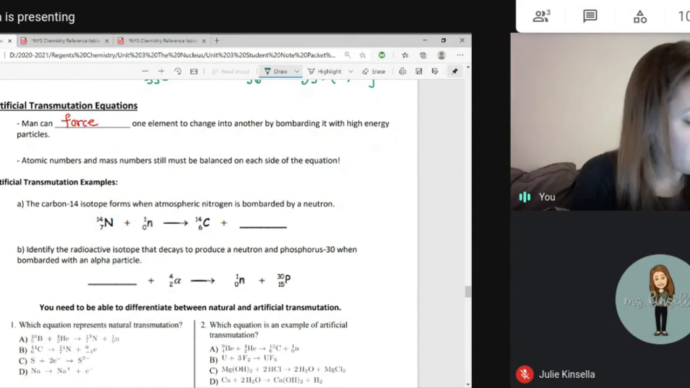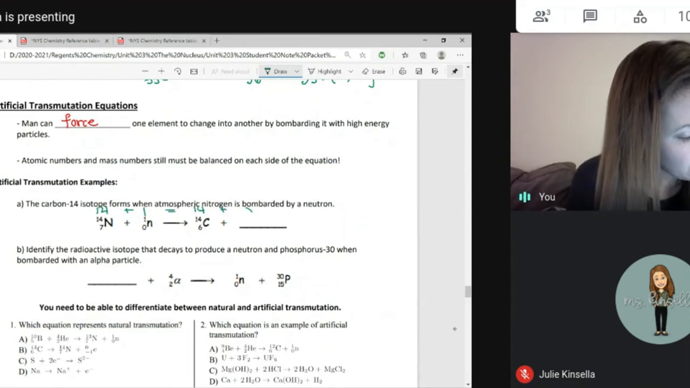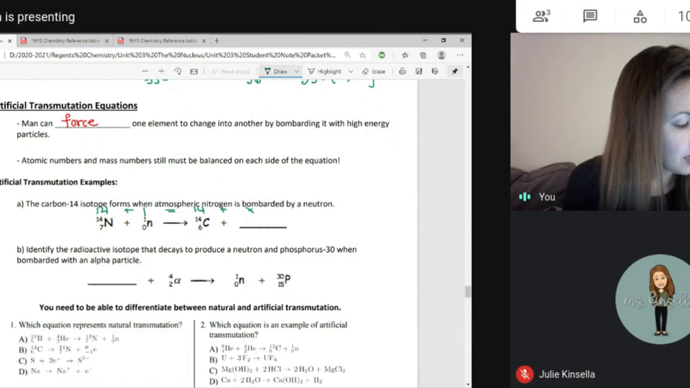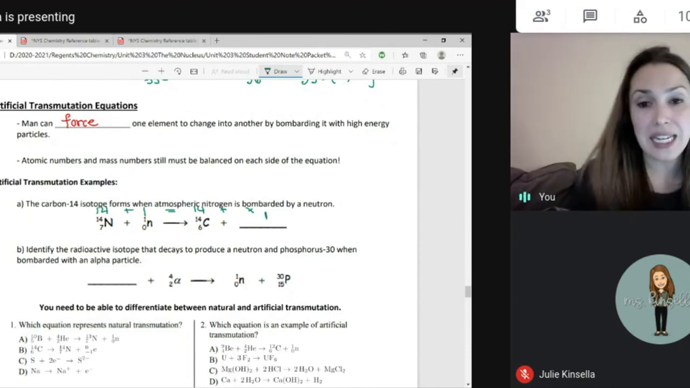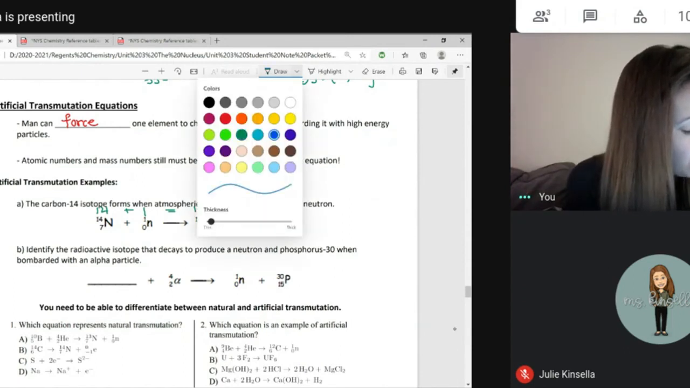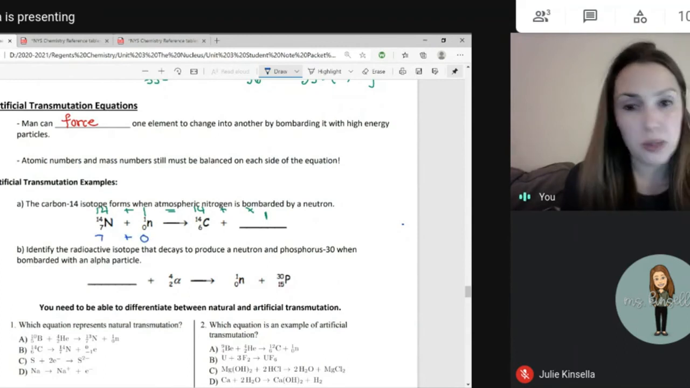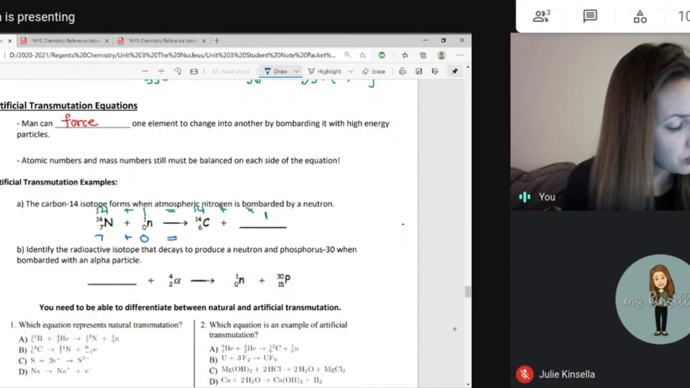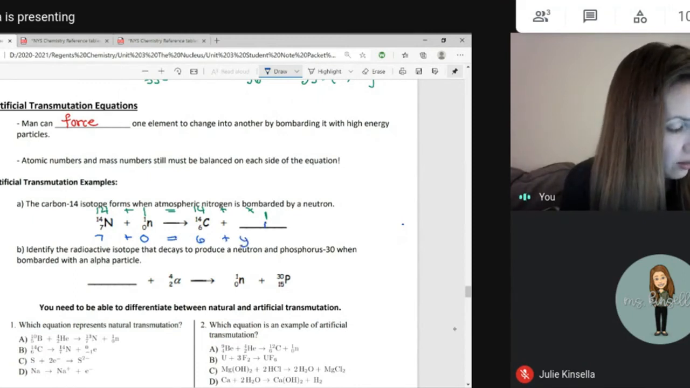So I'm going to use the same strategy. I'm going to look at the top. So I have 14 plus this 1 from a neutron is equal to 14 plus X. Well, if I look at that, I'm going to end up with X being equal to 1. So I'm going to fill that in the top. Let me actually change colors here to blue. Okay, on the bottom, I have 7 plus 0. So I'm looking at all the bottom numbers going across is equal to 6 plus Y. Okay, and I'm going to fill in a 1 on the bottom there.